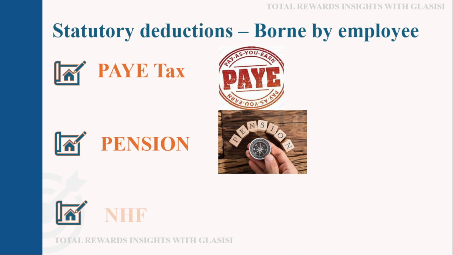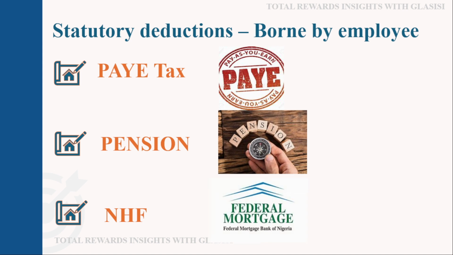The third deduction taken out from the employee salary is NHF, National Housing Fund. It is deducted from the employee salary, and it is backed by the National Housing Fund Act 1992. The computation is 2.5% of the employee basic salary, and this is deducted and remitted to the Federal Mortgage Bank. Now NHF is not mandatory, it is voluntary. So for any employee who wishes to contribute to NHF, it is 2.5%.